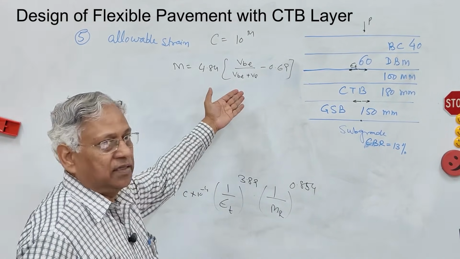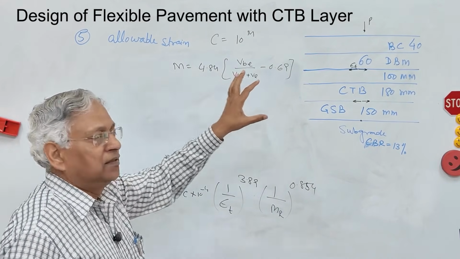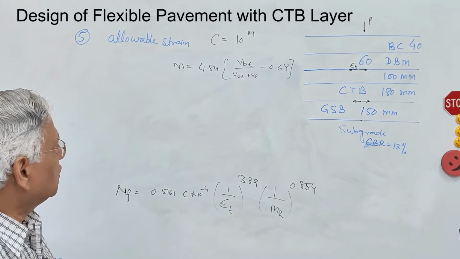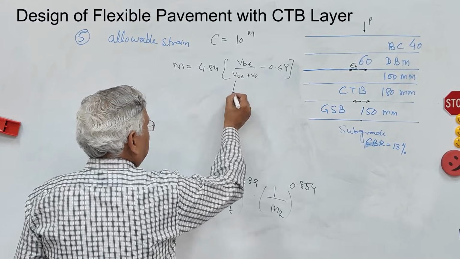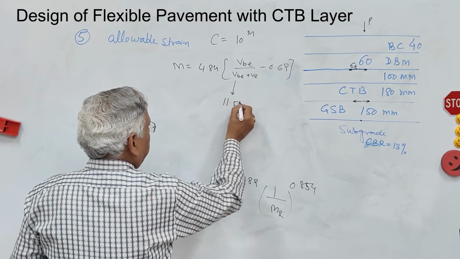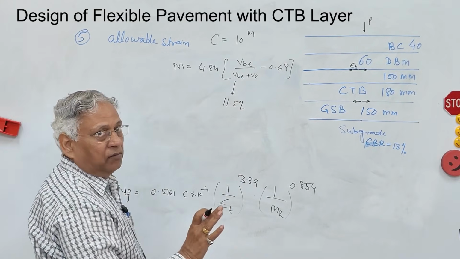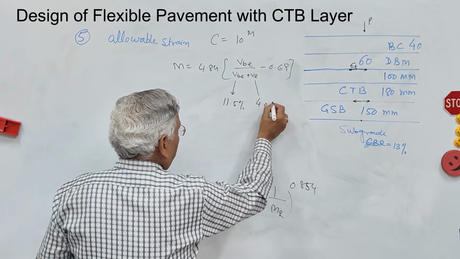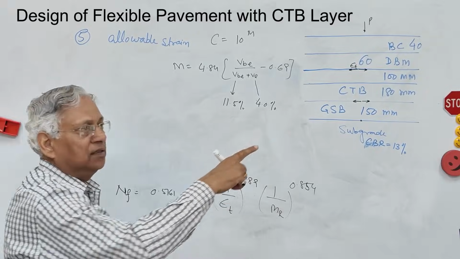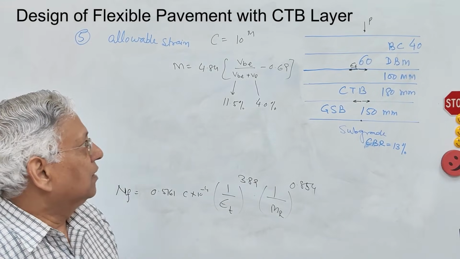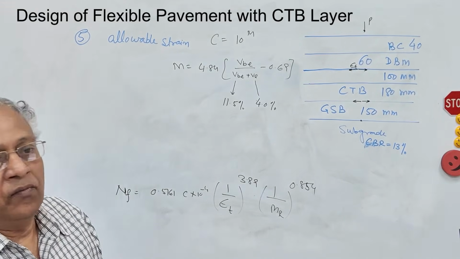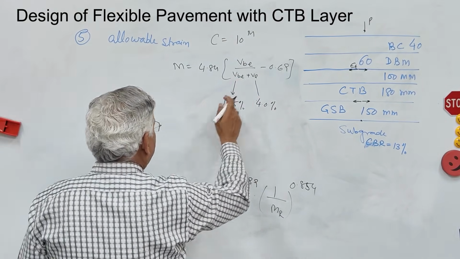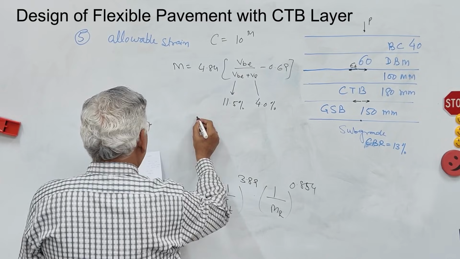VA is the percent air voids, and it depends on how you design the mix. So let us assume some values here. Let us say this value is 11.5%, the volume of the binder, and this is, let us say, 4%, because you are providing the DBM in a single layer and therefore it should be designed as a binder course for 4% air voids.